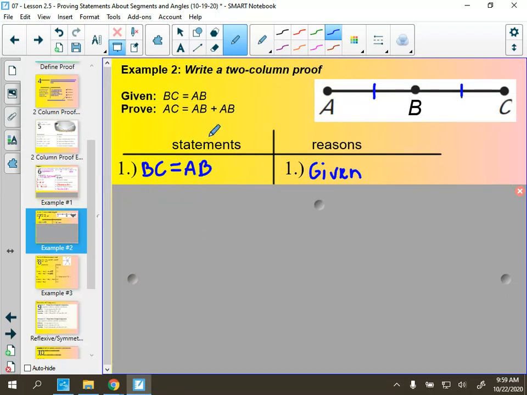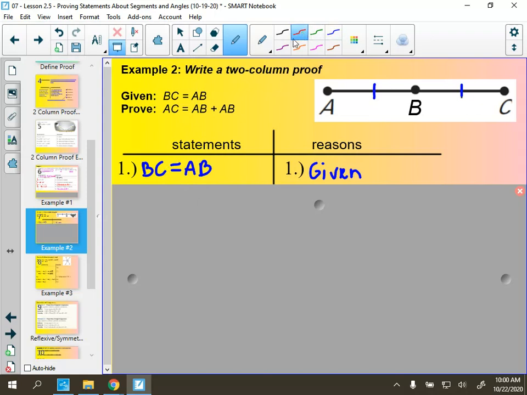So after I get my given, I look at my picture, I see what's going on. AB is the same length as BC. Okay, I got that. Here's my compass, our roadmap. We got to get to this point. We want to say that AC is equal to AB plus AB. Is that true? Of course it is. AC is the length of AB plus AB, but that's not what the picture looks like. We got to modify what's going on here.